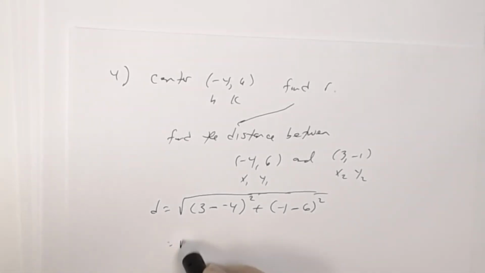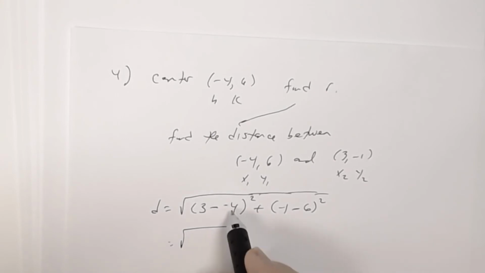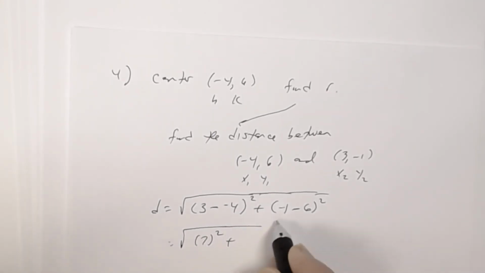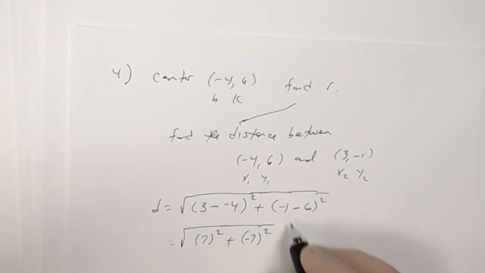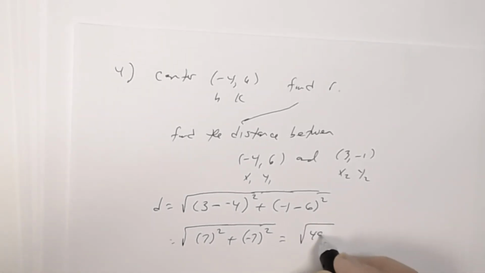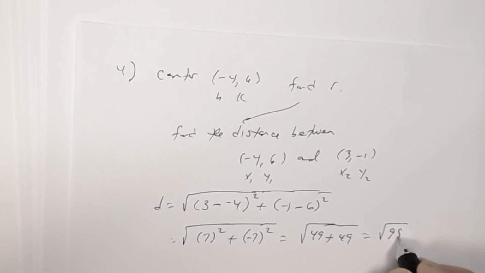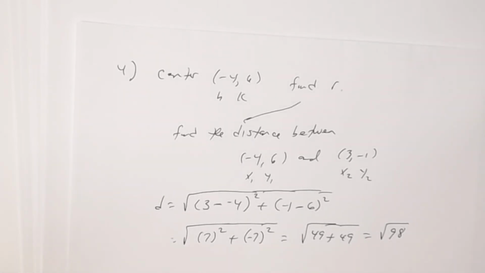So then I get the square root of negative 3 subtract negative 4 means 3 plus 4, which is 7, and I'm squaring that, plus a negative 4 and a negative 6 is a negative 7, and I'm squaring that, right? So I get the square root of 49 plus negative 7 times itself is also 49. So I get the square root of 98. Now don't simplify that. Leave that alone, because at the end you know what's happening at the end. You'll be squaring this in the end, right? Which is just going to be 98.